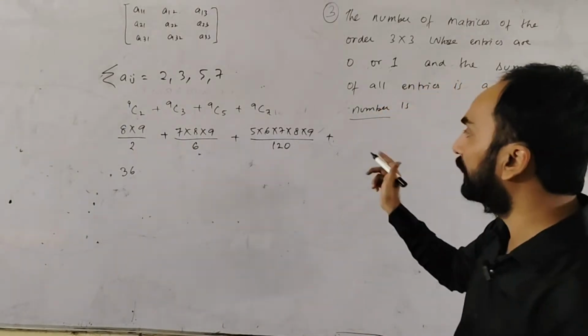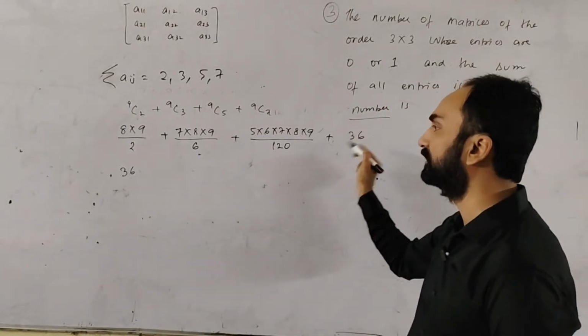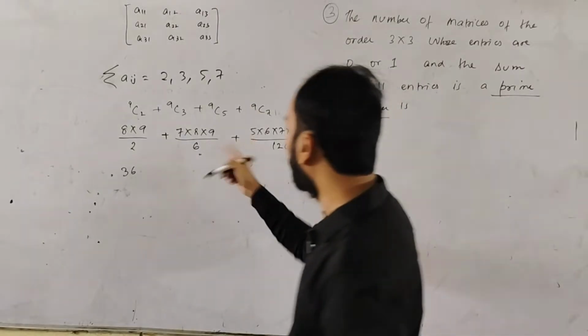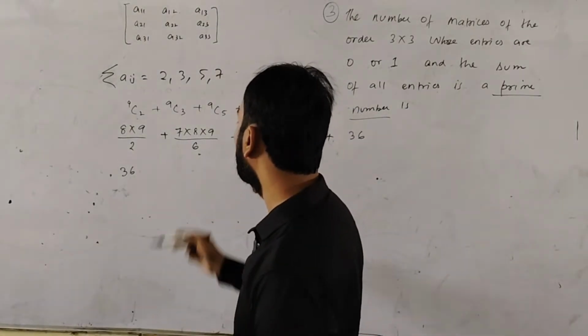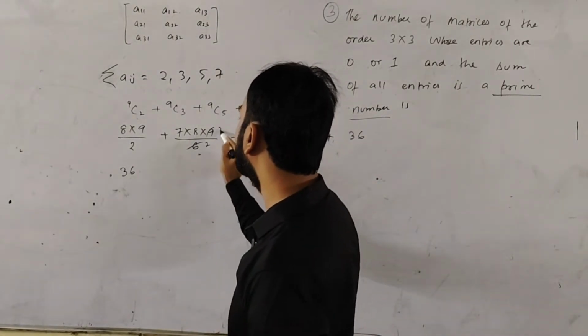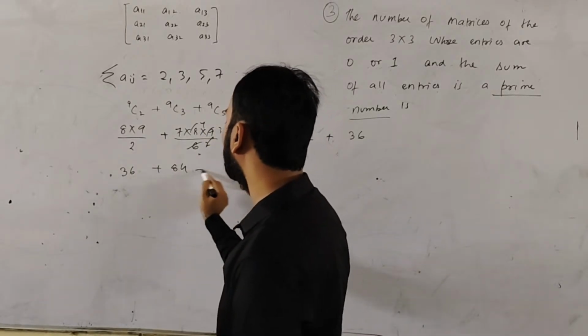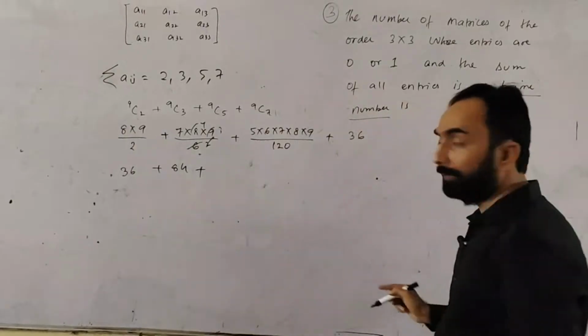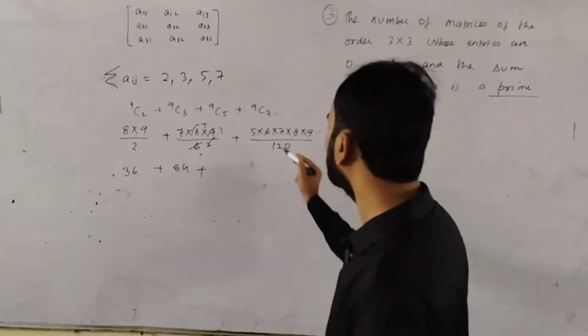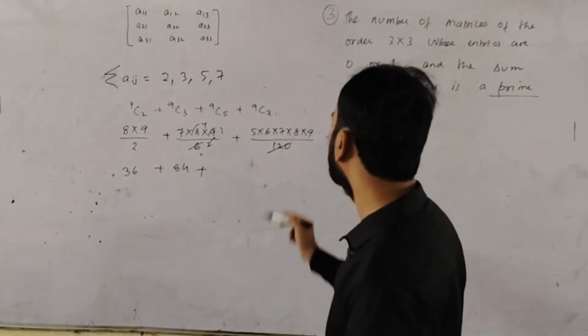9C7 and 9C2 are equal, so I am just writing it as plus 36. They both will be the same. Now calculate this, how much it is coming. 3 2s are 6, 3 3s are 9, 2 4s are 8, 4 3s are 12, and plus this, I think this will be 84. Just keep on cross checking the calculations, and this will become how much?